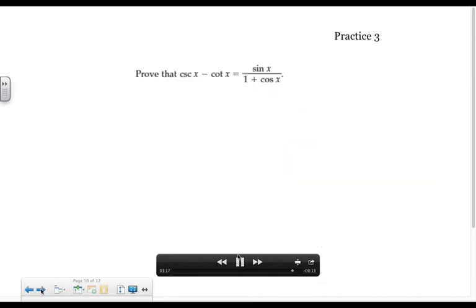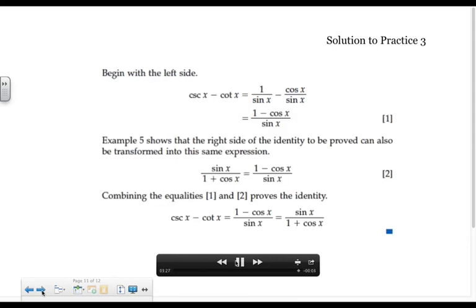All right, practice 3. Okay, again, you manipulate both sides to get where you want to go. And solution? Okay, here's your solution. So I'm going to start with one side. Cosecant x minus cotangent x is 1 over sine x minus cosine over sine. And then I simplify and I get 1 minus cosine over sine.